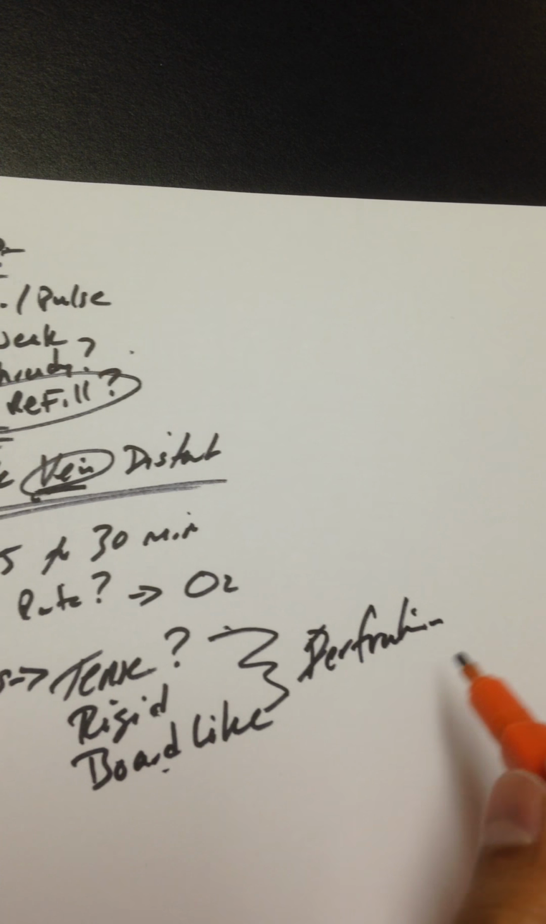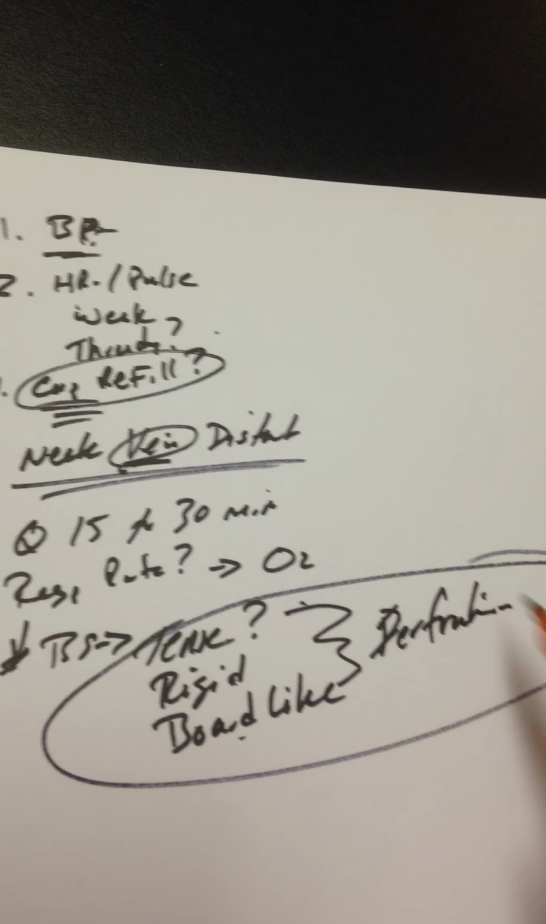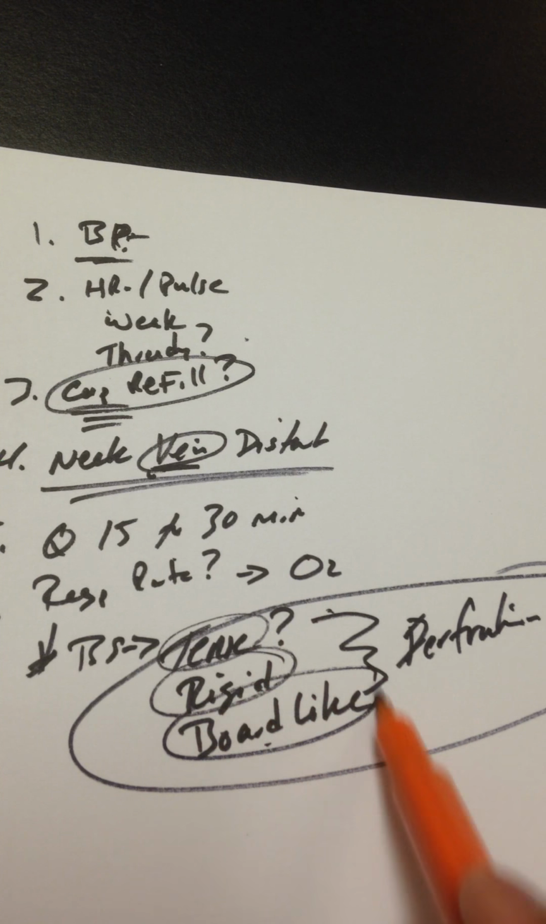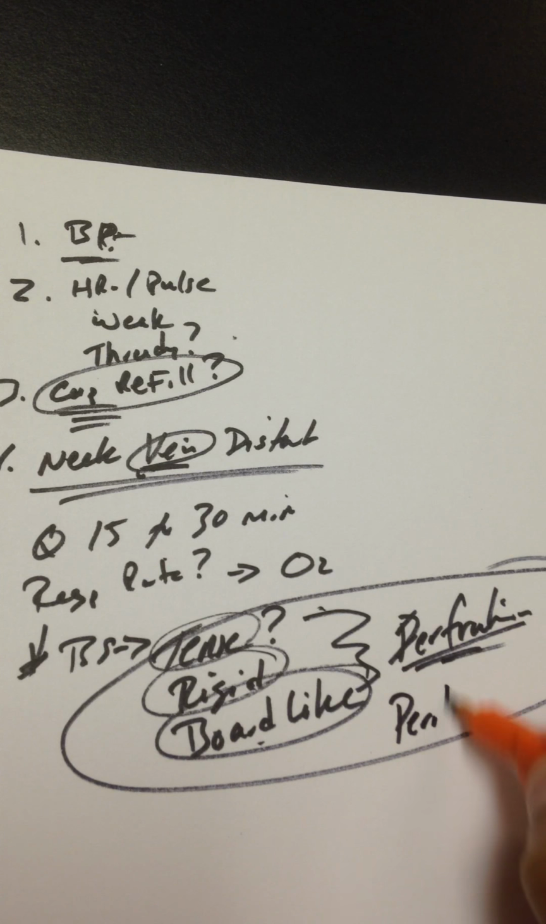Make sure you know this for the NCLEX exam. I've seen it on a lot of practice questions. So if you assess your patient and it's tense, if it's rigid, and if it's board-like, again, that will indicate some type of perforation or some type of peritonitis.